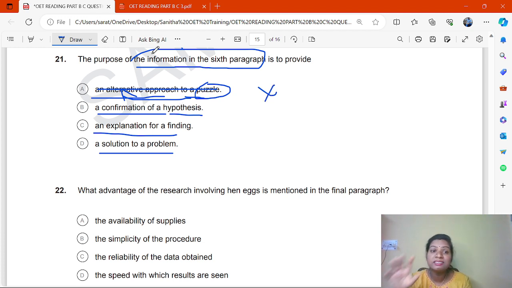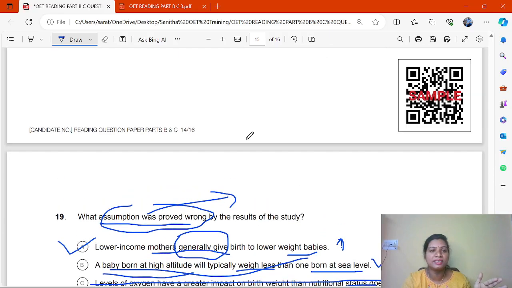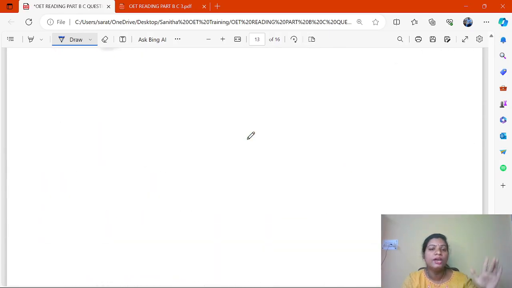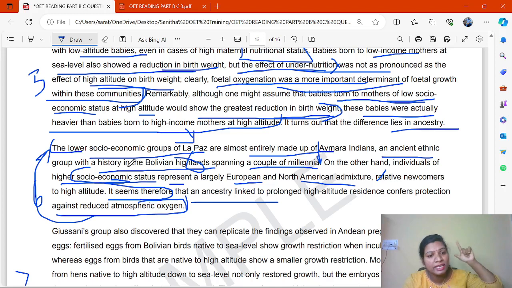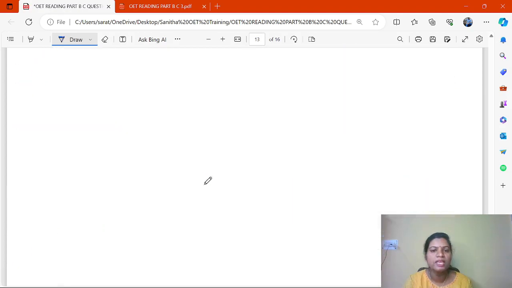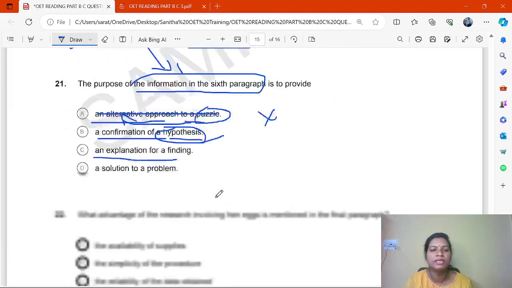But they are saying something different. A confirmation of a hypothesis? No, it is not a hypothesis; it is fact. Low socioeconomic people are living in this community, in this area. High socioeconomic people are the newcomers. This is scientific proof. It is not a hypothesis. This is proved, it is genuine. So it is not a confirmation of a hypothesis.